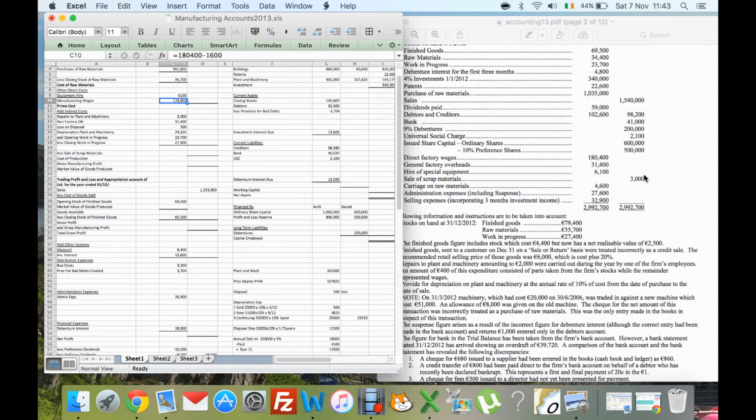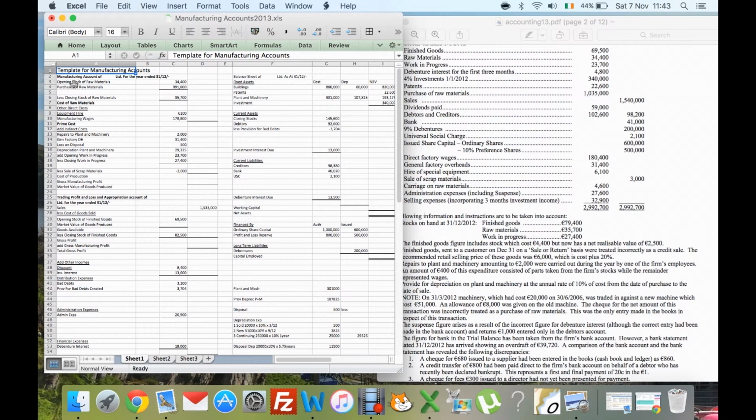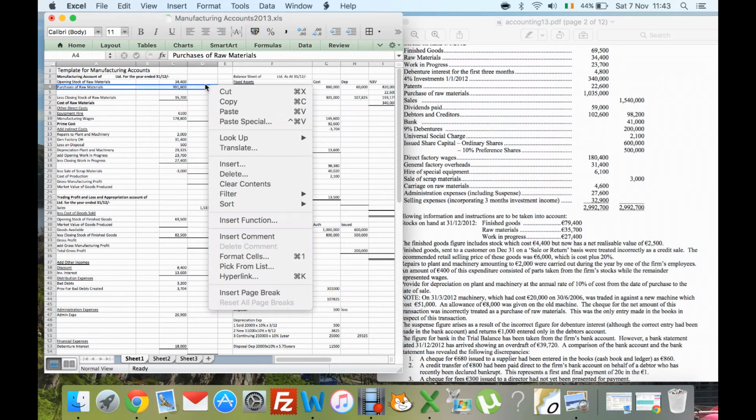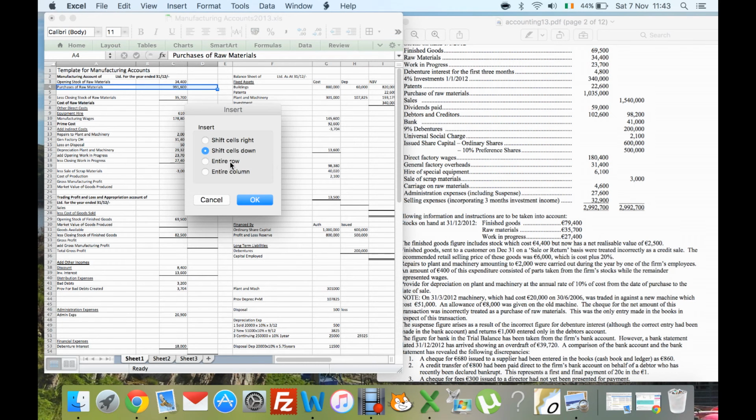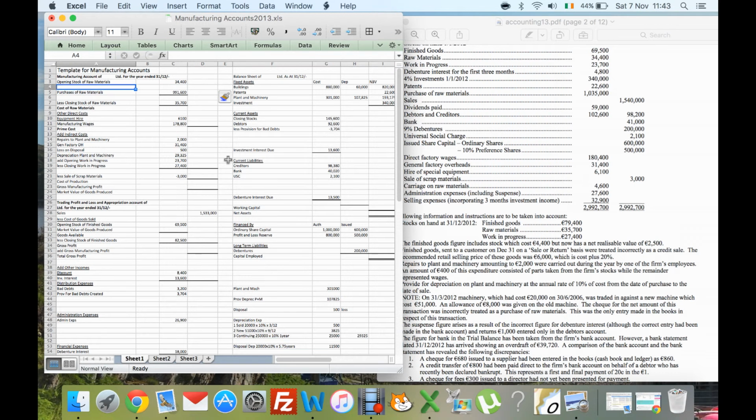Then we have sale of scrap materials, 3 grand. So that's down here. It's taken away from a manufacturing cost. Carriage on raw material. So that will be added up here in my purchase of raw material. So I'll have carriage as well. And 4.6.